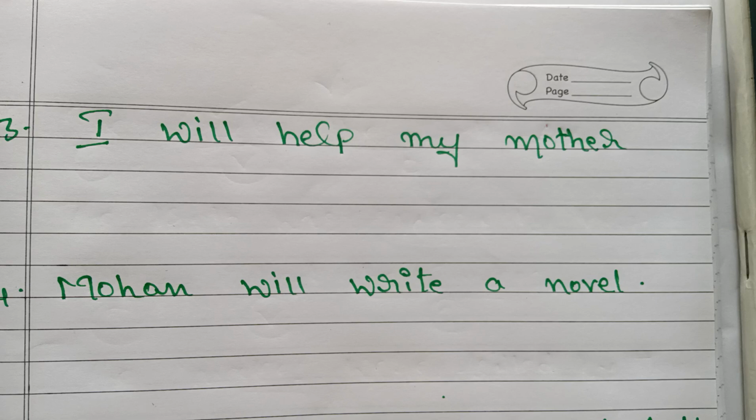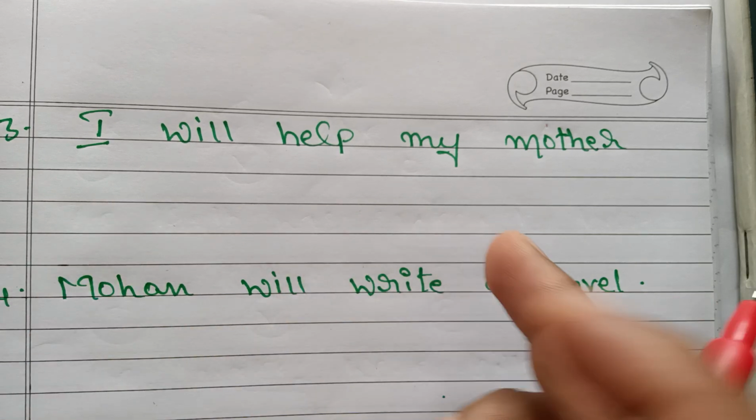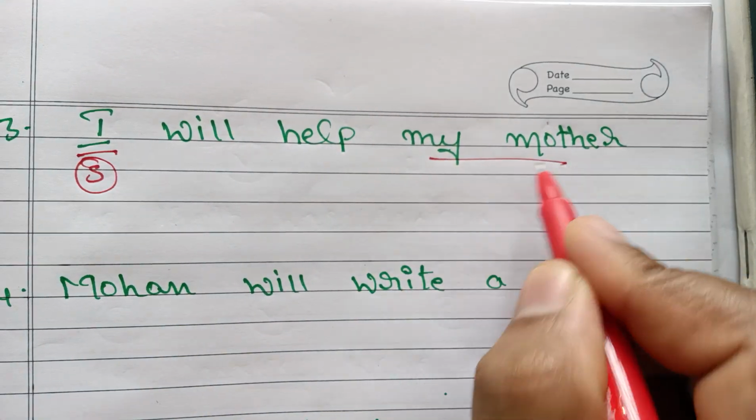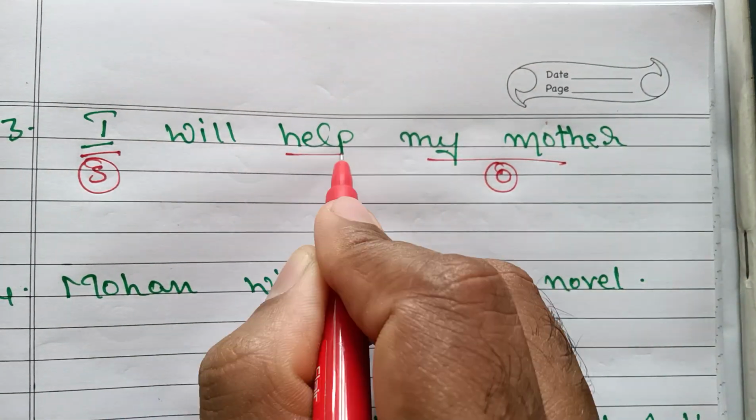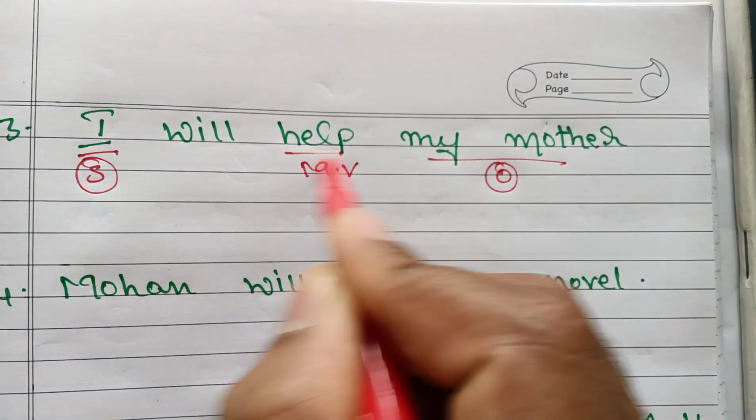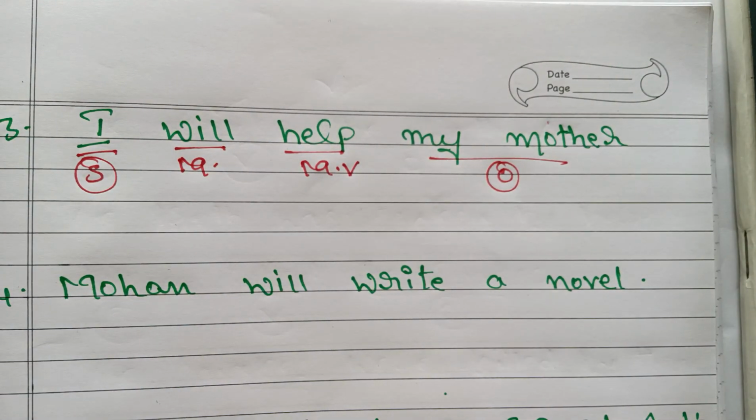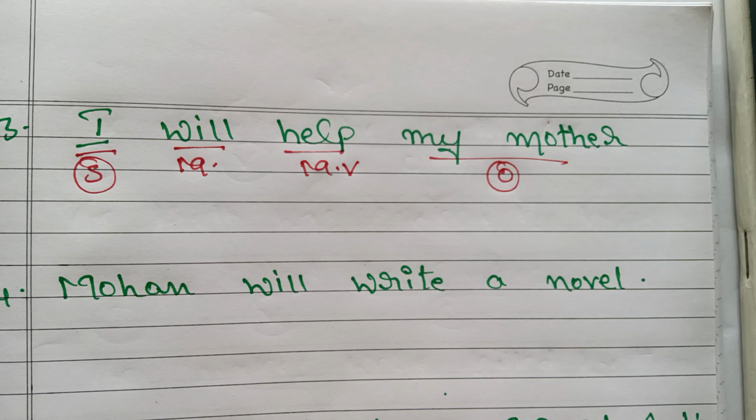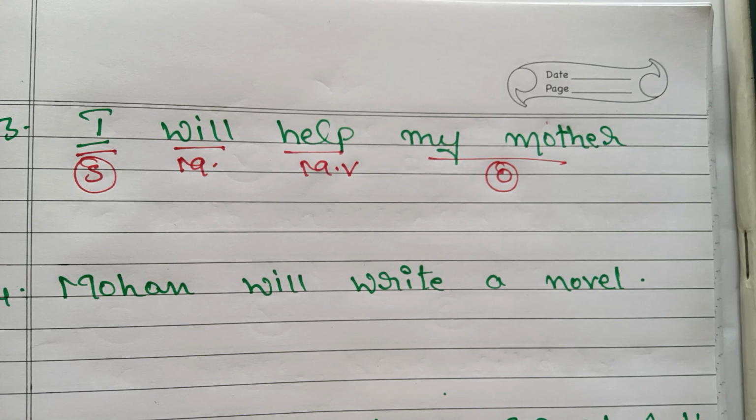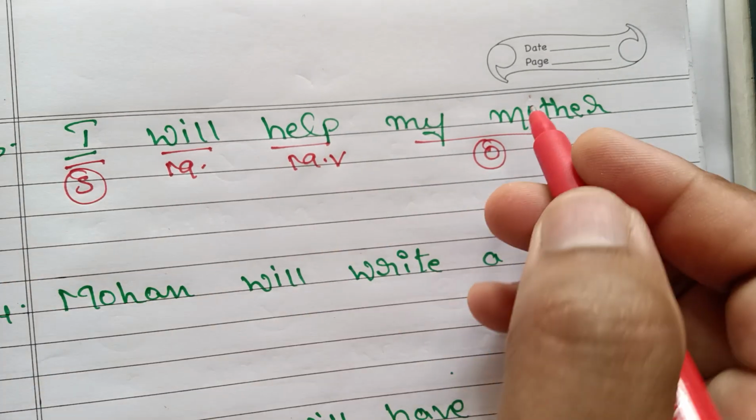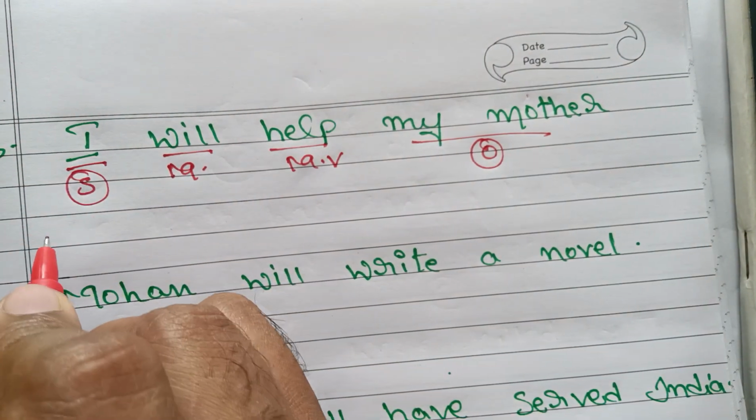Now see, dear students, I will help my mother. Subject I, my mother object, help main verb, will modal. Now what is the tense of this sentence? Simple future. Okay, keep that tense aside and change this one into passive voice. How? Make this object into subject, my mother.